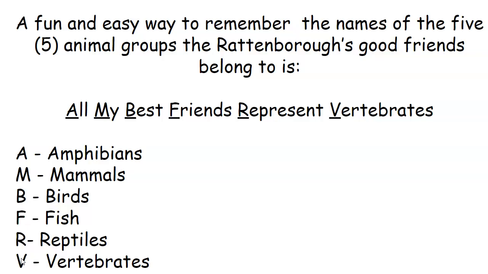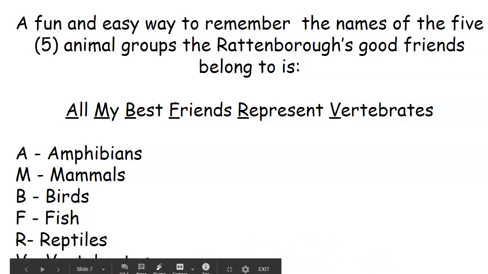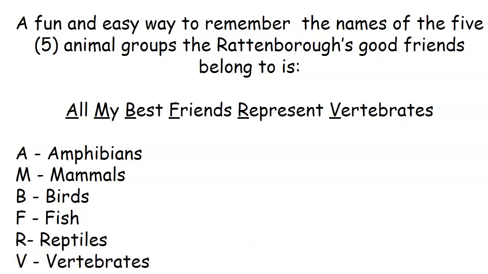So when we talked about the 5 animal groups from Rattenborough, I have a fun little way to remember the names of the 5 animal groups that Rattenborough's good friends belong to. So it's called All My Best Friends Represent Vertebrates. So the A stands for amphibians, M stands for mammals, B stands for birds, F stands for fish, R stands for reptiles, and then we put the V at the end for vertebrates. So you don't have to remember this right now, but it's just a quick, fun little way that you can remember the 5 groups from Rattenborough.